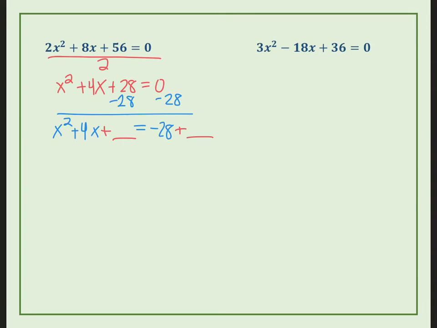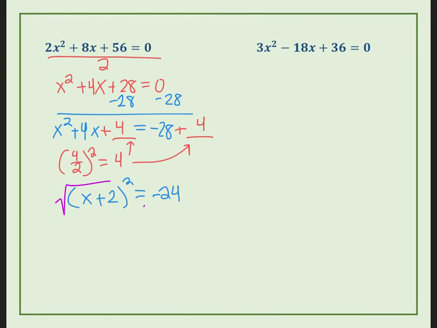Well, what number is going to go in there? I'm going to take half of b and I'm going to square it. 4 over 2 is 2, 2 squared is 4, and that's the number that I'm going to put in both of the blanks. So I added 4 to both sides. I have now created a perfect square on the left. I get x plus 2 squared equals negative 24.